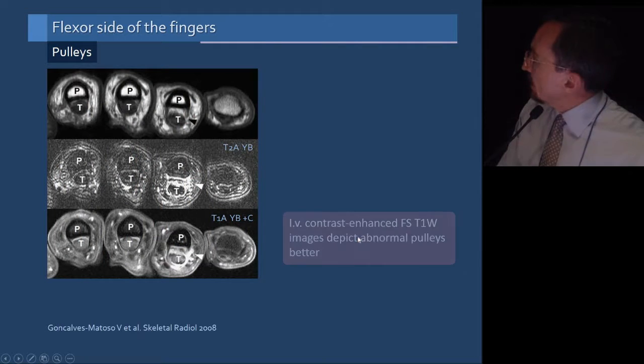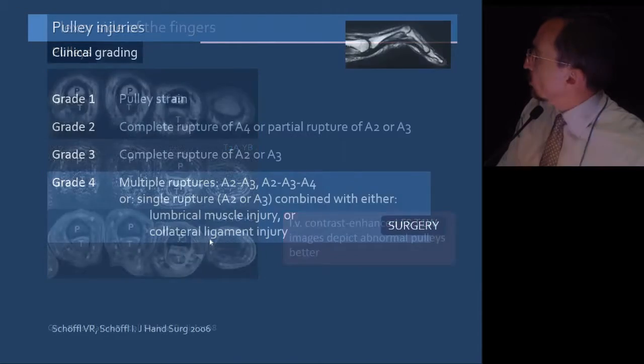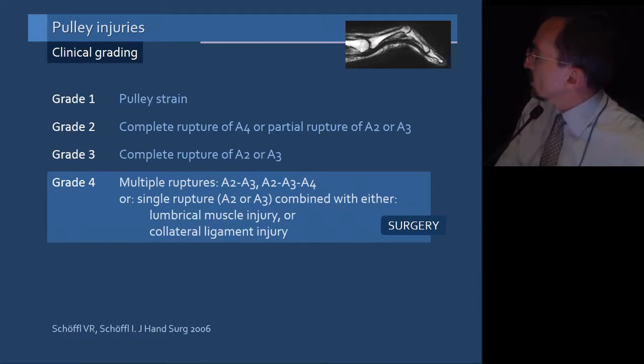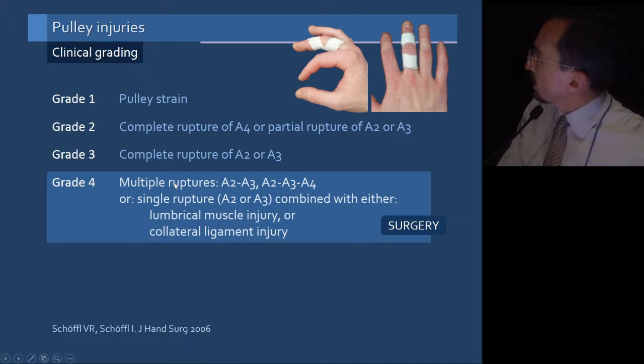So giving IV contrast was shown to better display the injuries of pulleys. And if we go back to the patient that I have shown you, we will see that there is this edema of the pulleys there. And in this particular patient, it was grade 1, so there was no need for surgery. Only on the higher grades, the patient may need the surgery. Otherwise, there will be a splinting of the fingers.